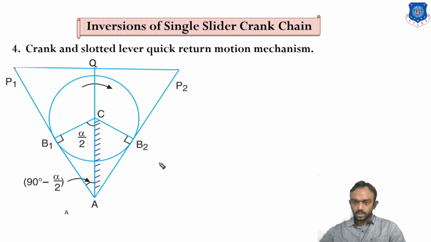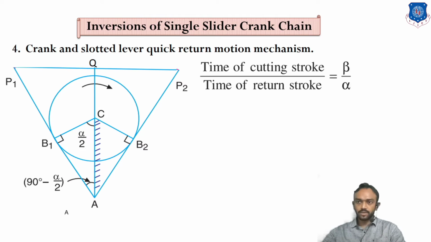Before starting the example, what do our examples ask for? There is a ratio, meaning how much time is reduced by using this mechanism. The ratio asked in our example is the timing of the cutting stroke divided by the timing of the return stroke, a ratio of the timing during cutting and return. You can see here this is the beta angle, the cutting angle, and the total return angle is alpha. The time depends totally on this angle, so we are not calculating the time because we need only the ratio.